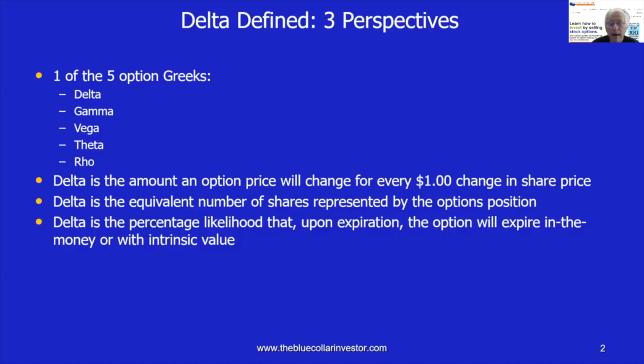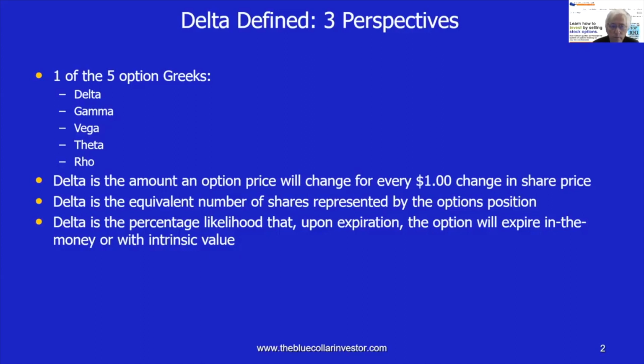First, it's the amount that an option price will change for every $1 change in share price. So for example, if a stock is trading at 50 and we sell the 50 call for $2, and the price moves up $1 and it has a delta of 50 or 0.50, we would expect the premium to move from $2 to $2.50. Now, if the $50 stock drops by $1, we would expect that $2 premium to drop by 50 cents, so to $1.50. So that's one perspective of defining delta, the amount the option price will change for every $1 change in the share price.